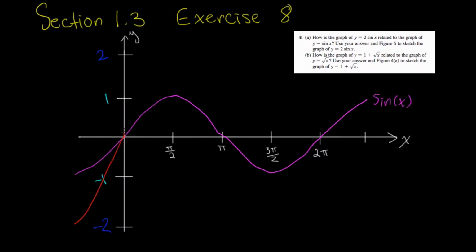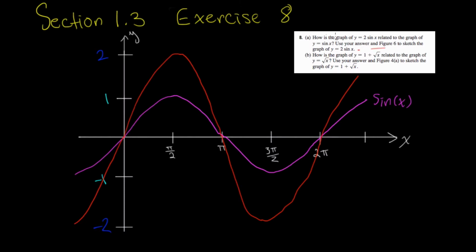And this is what the new graph of 2 sine x looks like. It reaches that height, still crosses at 0, has a turning point at pi, and so on. You get the point. So this is the graph of 2 sine x.